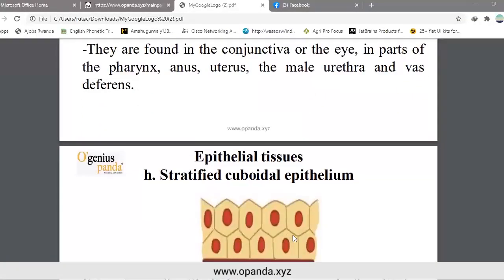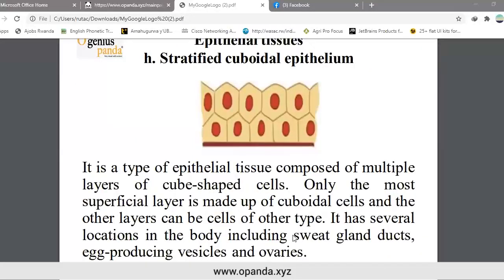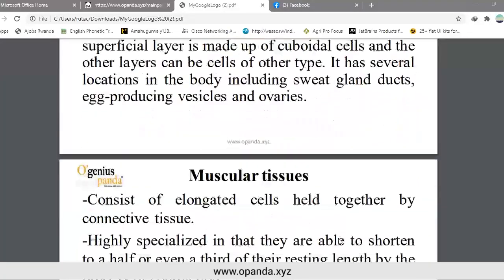We have also stratified cuboidal epithelium. It is a type of epithelial tissue composed of multiple layers of cube-shaped cells. Only the most superficial layer is made up of cuboidal cells, and the other layers can be cells of other types. It has several locations in our body, including sweat gland ducts, egg-producing vesicles, and ovaries.